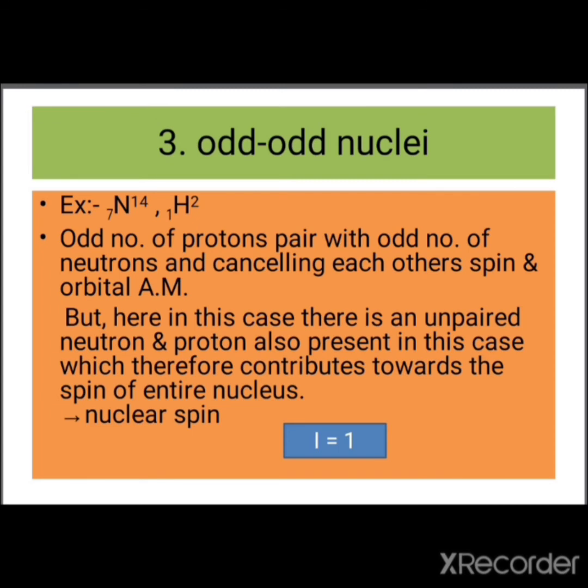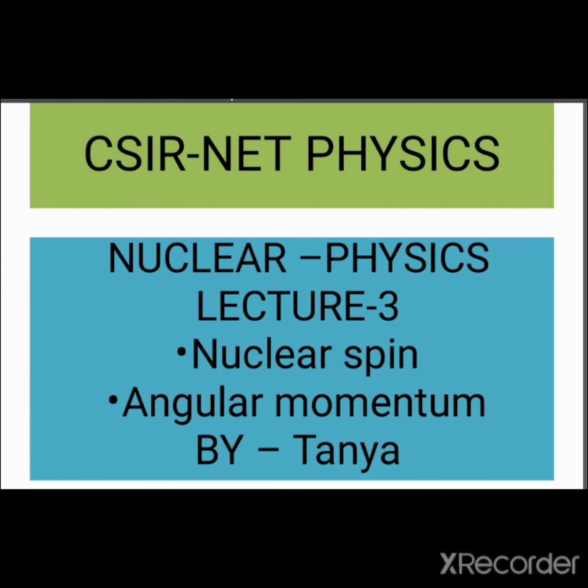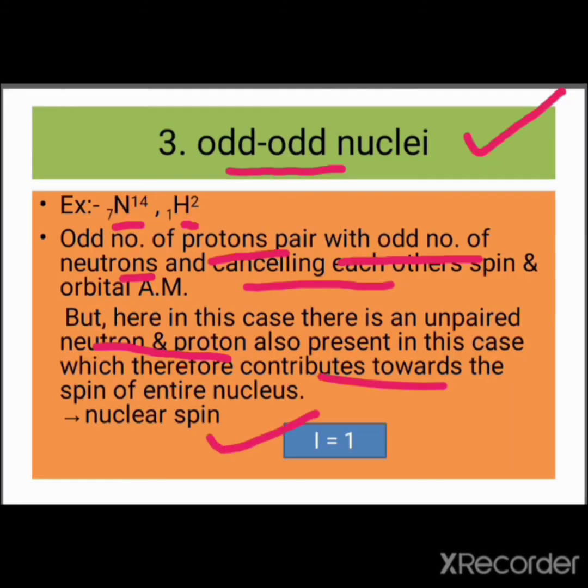So our next case is odd-odd nuclei. Here we have taken the example of nitrogen and hydrogen. In the case of odd-odd nuclei, an odd number of protons pair with an odd number of neutrons, cancelling each other's spin as well as orbital angular momentum. But in this case there is an unpaired neutron and an unpaired proton also present, which therefore contribute towards the nucleus. So it will give the value of nuclear spin 1. So that's about the odd-odd nuclei.